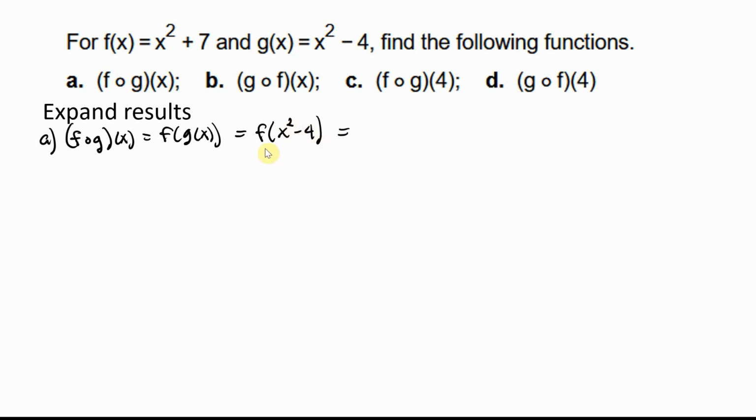So f says whatever you give me, square it, and then add 7 to it. Well, I'm giving you x squared minus 4. Square that, and then plus 7. And here I say expand the results. Just work that out. You've got to FOIL that out. So it's x squared minus 4 times x squared minus 4 plus 7.